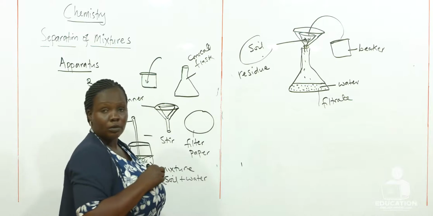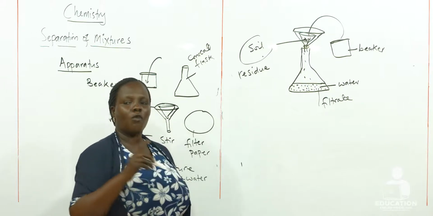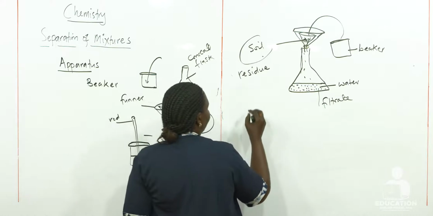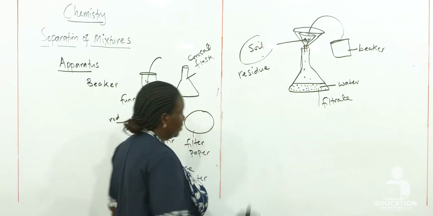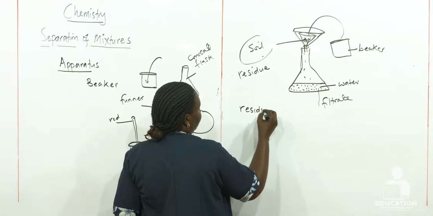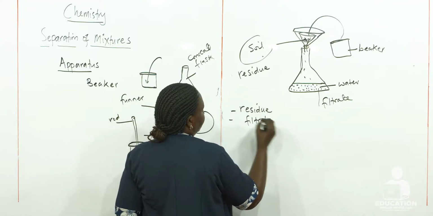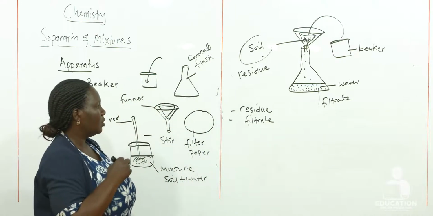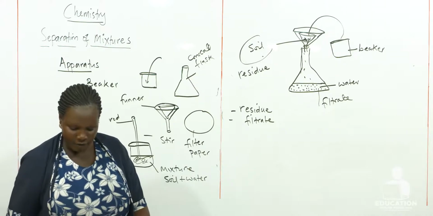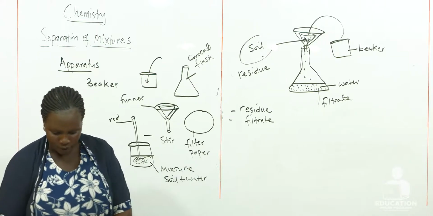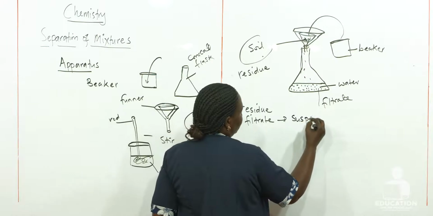So after separation, we have two substances that are generated from one mixture. We have the residue, and then the filtrate. So up to this point, we have the residue. The filtrate is in form of suspension.